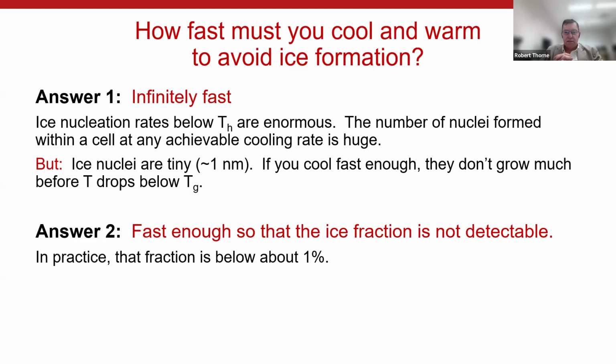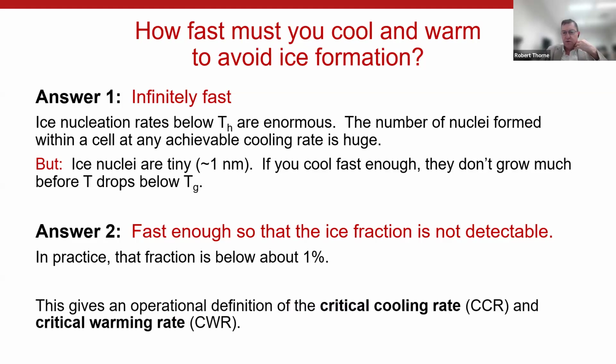So another answer to this question of how fast you have to cool and warm is that it should be fast enough so that the ice fraction is not detectable. And in practice, that fraction is below about 1% or so. It depends on your measurement method, but that's a good rule of thumb. And that gives an operational definition for critical cooling and critical warming rates: how fast you have to cool or warm so that the ice fraction isn't detectable at some threshold.